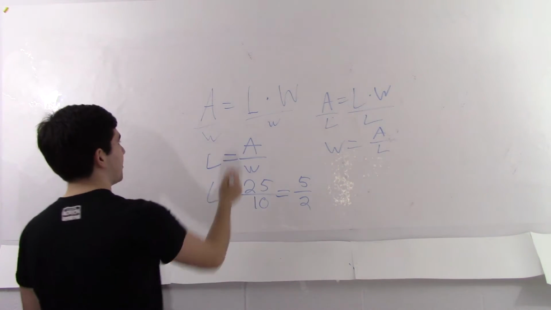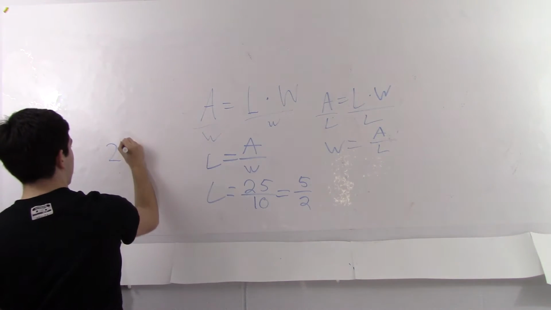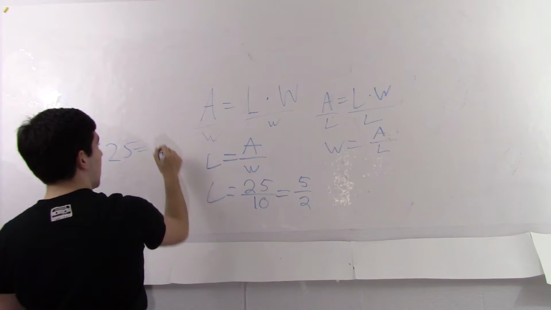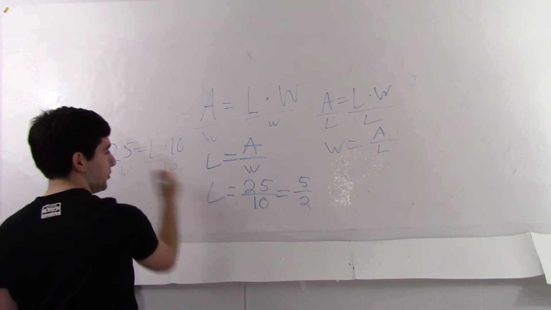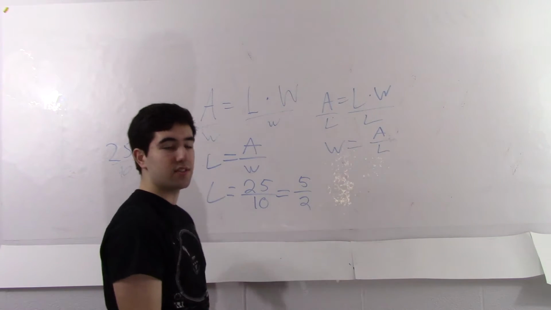It's much easier than plugging it in up here and doing 25 equals L times 10, because then you've got to start dividing, all that stuff. Here you just plug it in and you're done. It saves you a step.